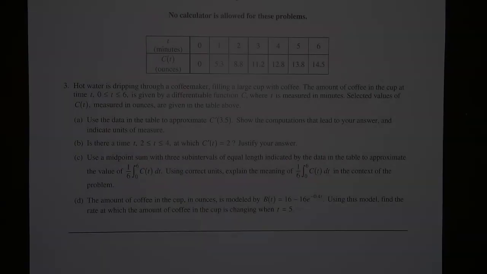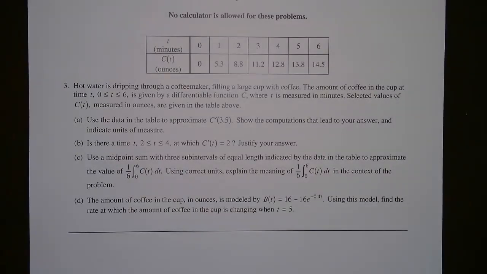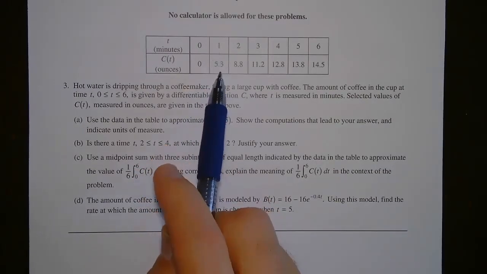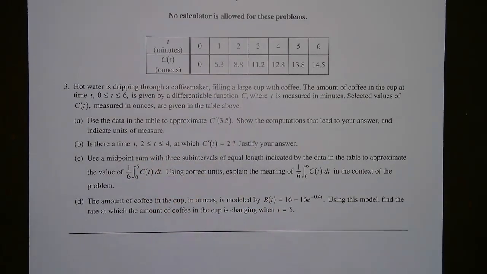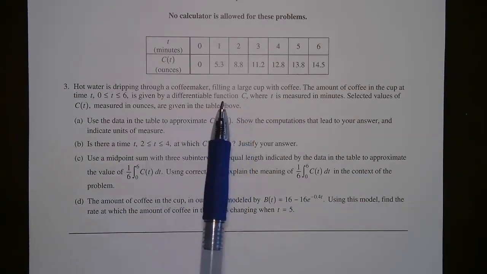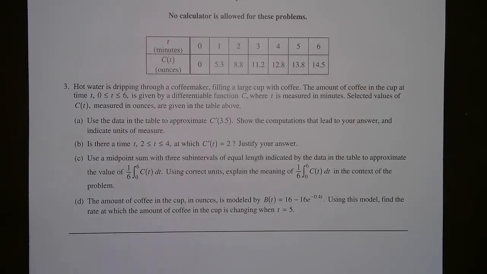So question 3 deals with a coffee maker and it's filling a large cup of coffee, and they're giving you the amount of coffee in the cup for times 0 to 6 in table format. What you know is that at time 0 there's 0 ounces, and 1 minute later there's 5.3 ounces of coffee in the cup. It's given by a differentiable function c. So if it's differentiable, that's going to mean it's continuous, right? And t is measured in minutes.